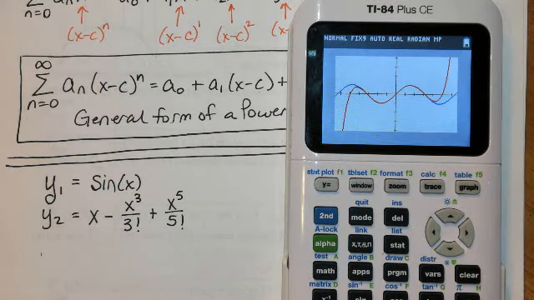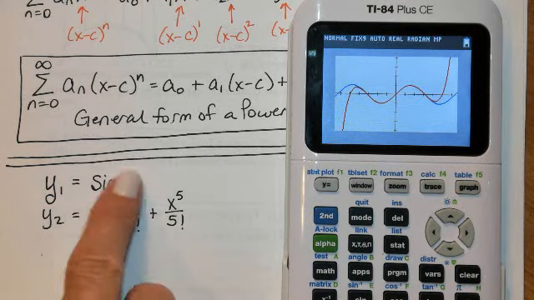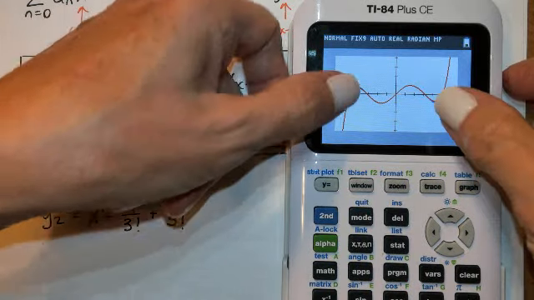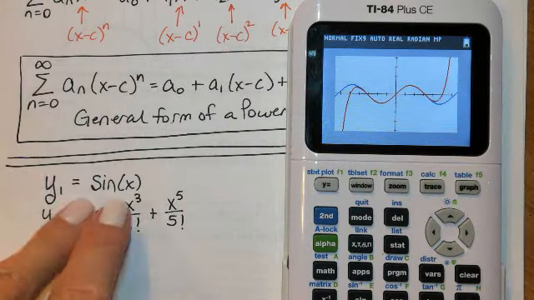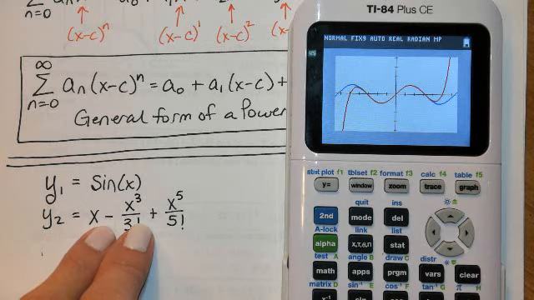Does it surprise you that we can approximate this transcendental function with a little polynomial for some values of x? We can approximate sine x with this polynomial. I think that's crazy, just crazy.